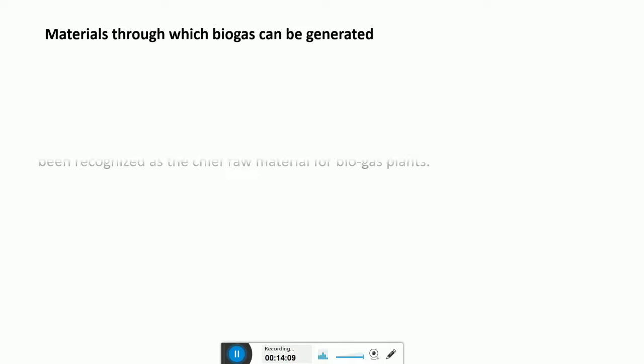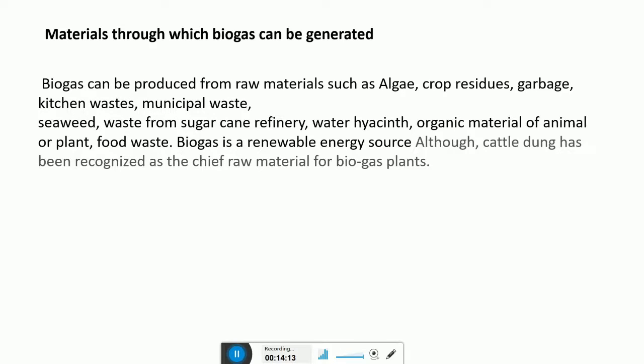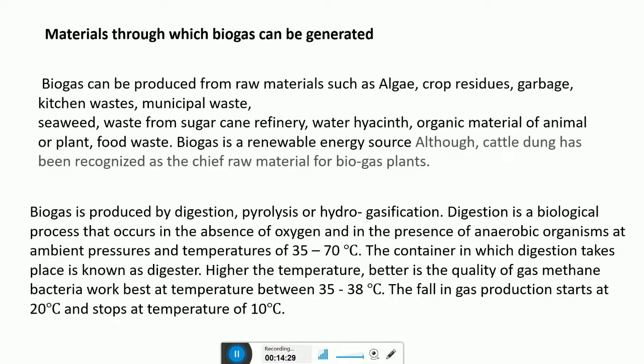Materials through which biogas can be generated means the materials which are used to generate biogas, and these materials are algae, crop residues, garbage, kitchen waste, municipal waste, etc. It is produced by digestion, pyrolysis or hydrogasification. Digestion is a biological process that occurs in the absence of oxygen and in the presence of anaerobic organisms at ambient temperatures and temperatures of 35 to 70 degrees Celsius. The container in which digestion takes place is known as a digester or pit.